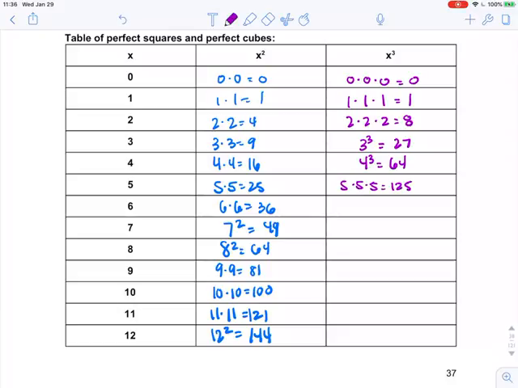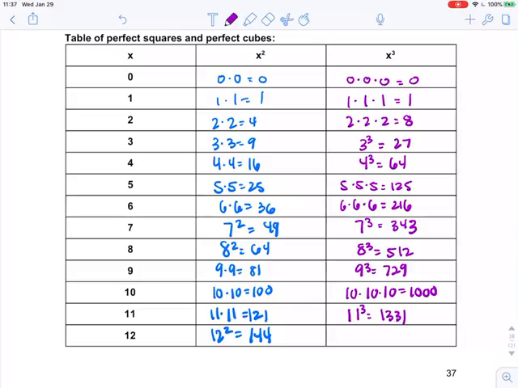And this is where people start to forget or not memorize them as well, just because they're not as common or easily calculated. Okay, 7 cubed, 343. Looks funny. 8 cubed is 512. Okay, 9 cubed is 729. 10 times 10 times 10 equals 1,000. That one's pretty easy. 11 cubed is 1331. And 12 cubed is 1728.